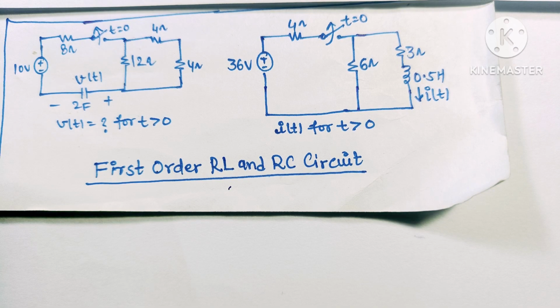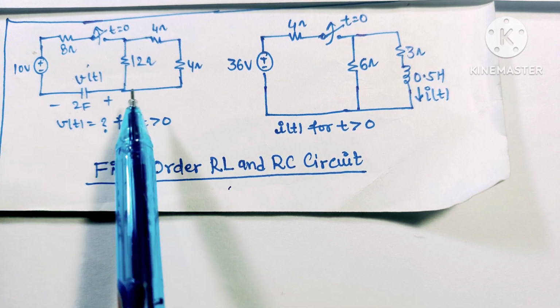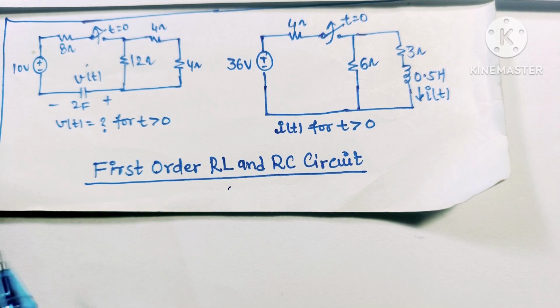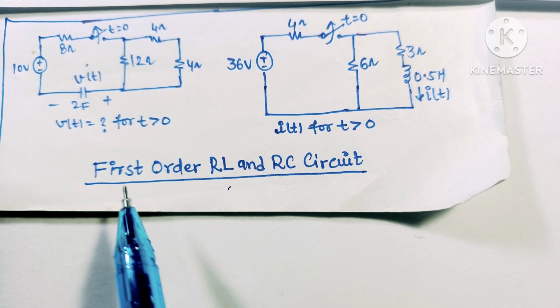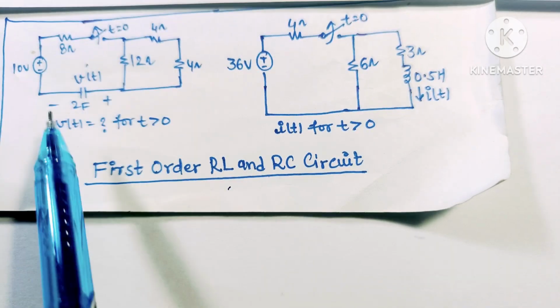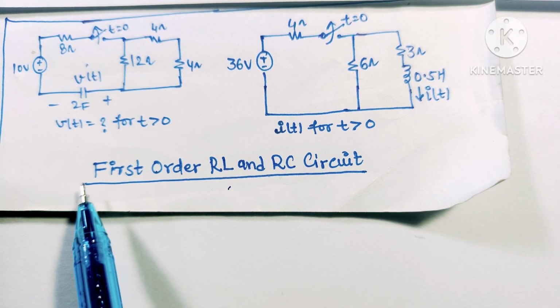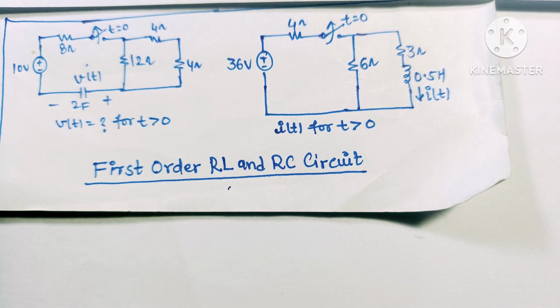We had seen in our last videos that these circuits were made of either resistive and inductive elements, or resistive and capacitive elements. What is the meaning of first order? First order means if we calculate the characteristic equation of the circuit, then the order of the characteristic equation will be 1. And in a second order circuit, if we calculate the characteristic equation of the circuit, then the order will be equal to 2.